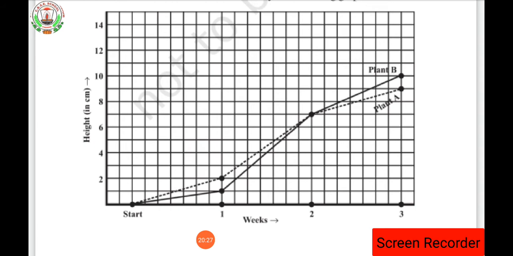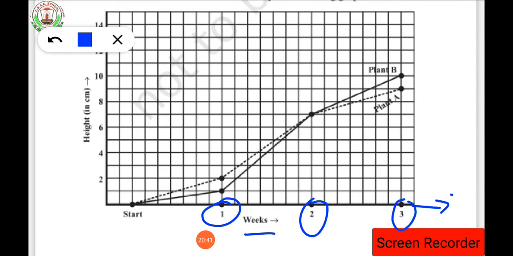Now it is asked in the A part of the question: how tall was plant A after 2 weeks? Looking at the graph, we can say that this is the first week, second week and third week, and this one is the x-axis.